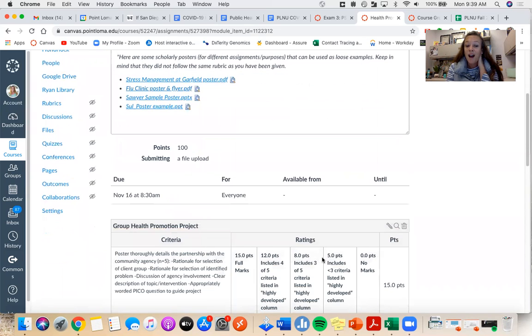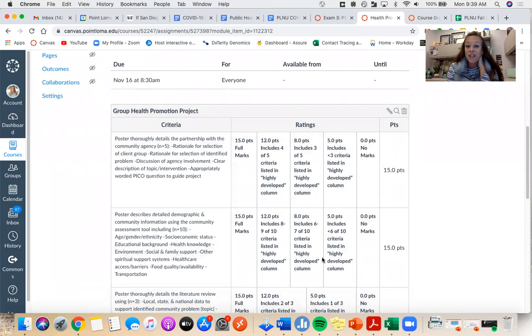Okay, so this is 100 points here, and these are the different categories, and I would use these rubric categories to build out your categories on your PowerPoint slide. But you're going to first introduce your topic here. Talk about who you selected as your client group, why you selected the intervention or the problem that you did, how the agency, so the clinical site, was involved, what your topic or intervention is, and then a PICO question that pretty much lays it all out.